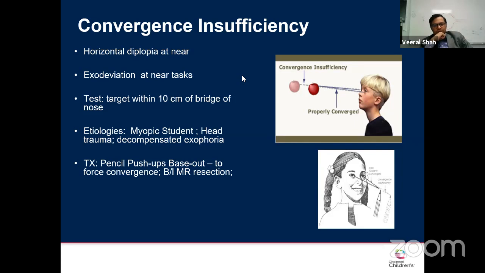So these are ones that I would look at in students who are very myopic, who are studious. High myopes that are studious can also get this. Trauma is the most common reason to get this. And if they have an exophoria, which is if you break their fusion, their eyes drift out a little bit, they can also get this convergence insufficiency.